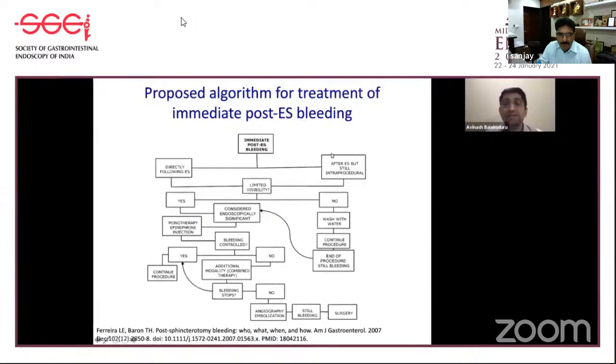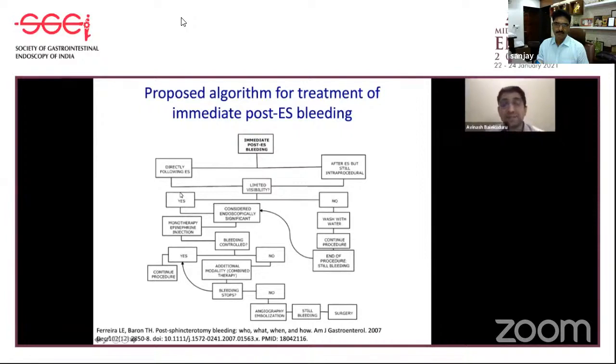So this is a proposed algorithm for treatment of immediate post sphincterotomy bleeding, whenever it occurs immediately following a sphincterotomy, still intra-procedural. If the visibility is good, we continue the procedure. If the visibility is not good, we wash with water, and if the visibility is then good, we continue the procedure and do the definitive therapy.